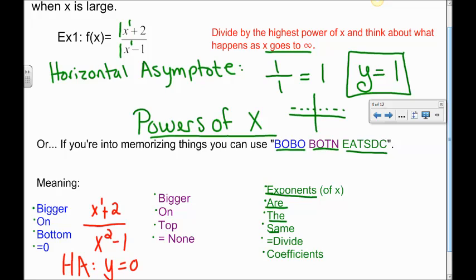And if we have something where our exponent is larger on the top, so something like this, where the exponent of x is larger on the top, so we've got 3 and we've got 1, it's bigger on top, therefore there is no horizontal asymptote.